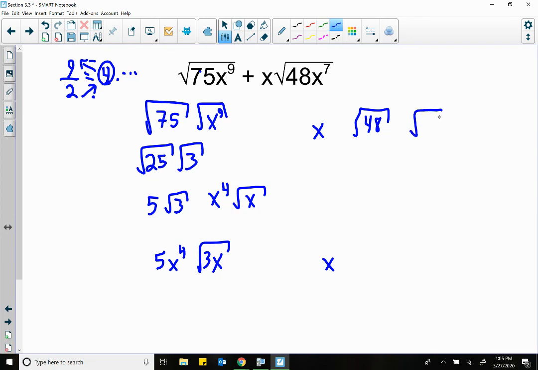And we've got the square root of x to the 7th that we're going to take care of. Okay, square root of 48, that's going to break down into the square root of 16 and the square root of 3. What is the square root of 16? That is 4. The square root of 3 stays because it's the bad child.